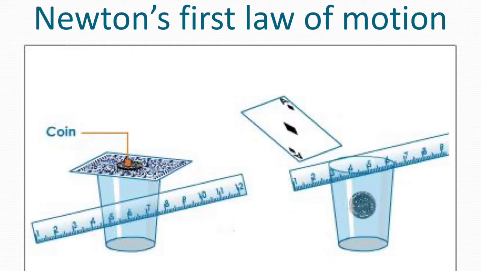Why? Well, the card has a large force applied to it from the ruler, causing it to move off to the side, but the friction between the card and the coin is so small that the coin doesn't actually have enough force to start it accelerating, and so it stays where it is. Unfortunately, there's not a card supporting it, so it falls downwards.